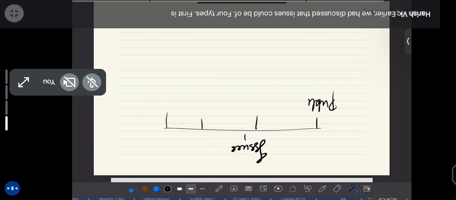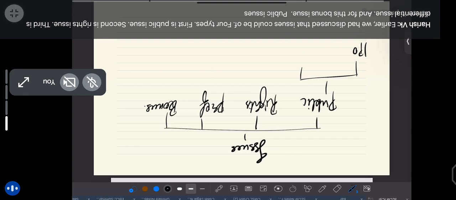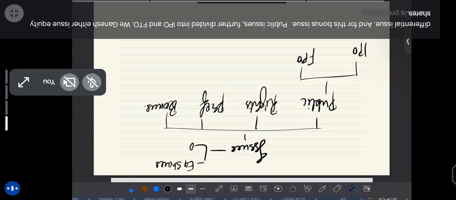First is public issue, second is rights issue, third is preferential issue, and fourth is bonus issue. Public issue is further divided into IPO and FPO. We can either issue equity shares or other securities.